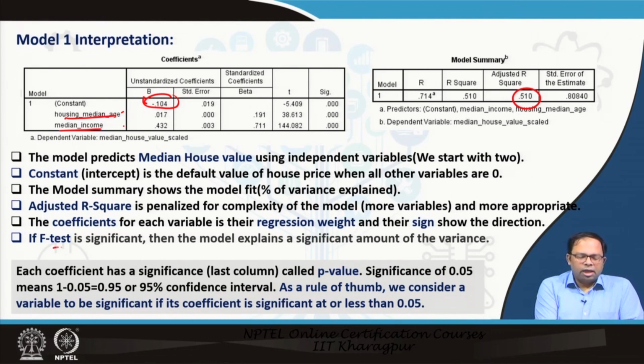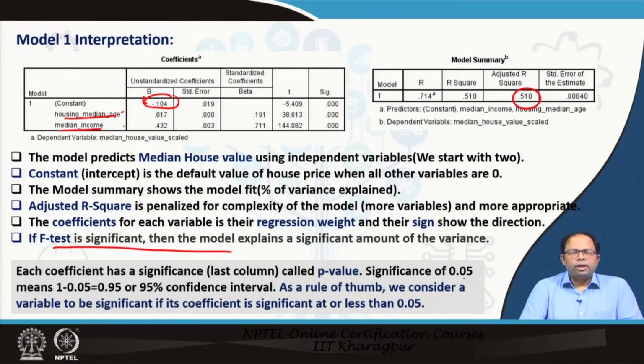So, an F test is also done, which shows the significance of the model structure. That means, if the inclusion of these variables is improving the amount of variance explained significantly. So, the F value helps us determine the overall integrity of that particular model. Each coefficient has a significance value, which is the p value like earlier, and a significance of 0.05 means 95% confidence interval.